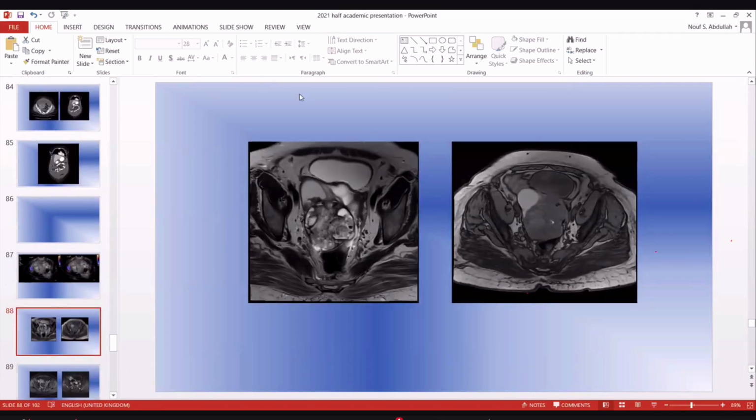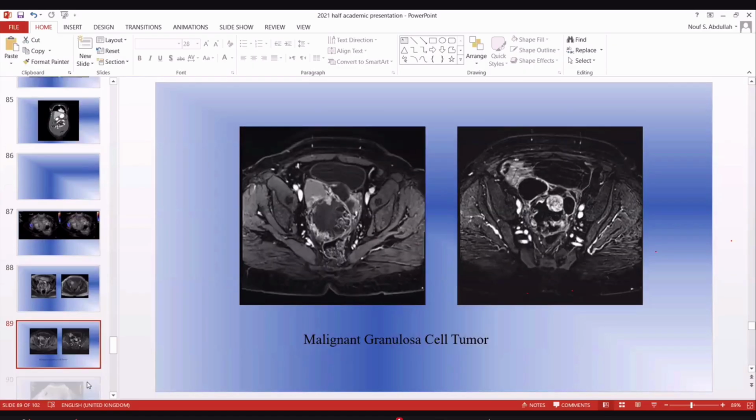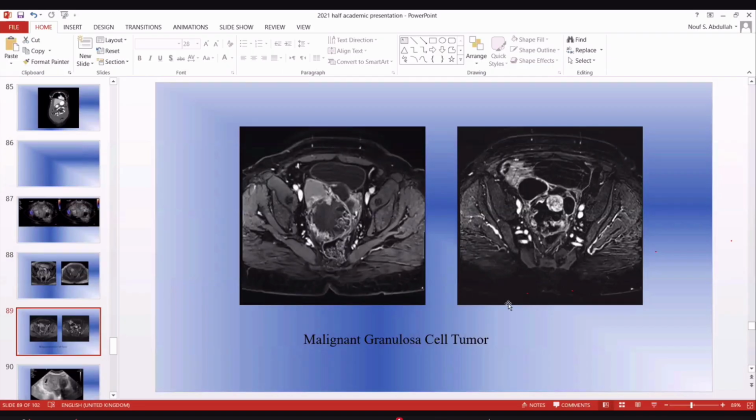So when you look at the MR, this is arising from the adnexa. It is predominantly solid. It has some cystic changes. If you look carefully on T1 out of phase, there are foci of high signal intensity. There is a component of blood within this lesion. On post-gadolinium injection sequences, you can see that there are multiple areas of solid component and cystic changes.